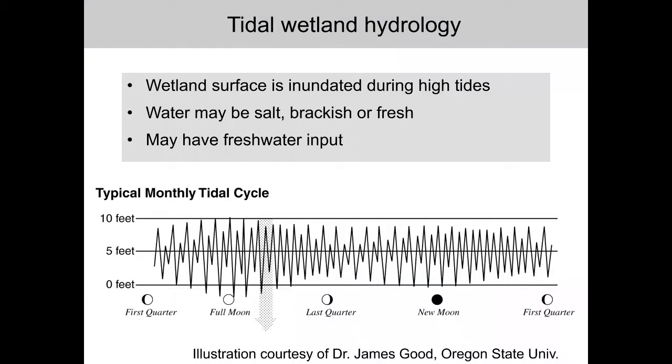Tidal wetland hydrology, by definition, the wetland surface, the actual ground surface of the wetland, needs to be inundated during at least some high tides, not every high tide necessarily. The water that inundates the wetland could be salty, it could be brackish, or it could be fresh. We do have what we call the freshwater tidal zone, which is pretty big in some parts of Oregon. These systems can also have freshwater input that's not tidal, like streams and rivers, so they can combine. And this illustration of the tide cycles at the bottom of this slide is courtesy of Jim Good, and I want to thank him for all the amazing work that he did on tidal wetlands in past years.